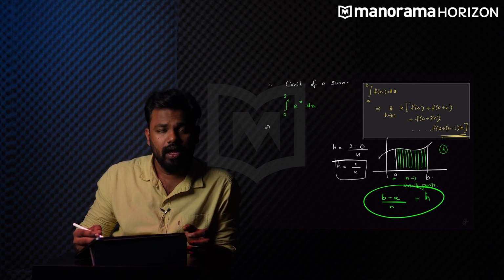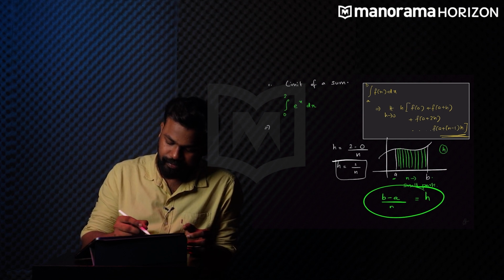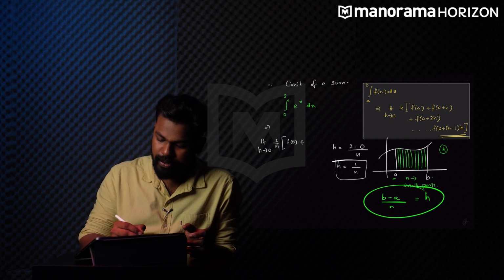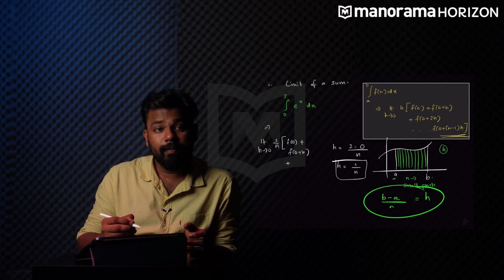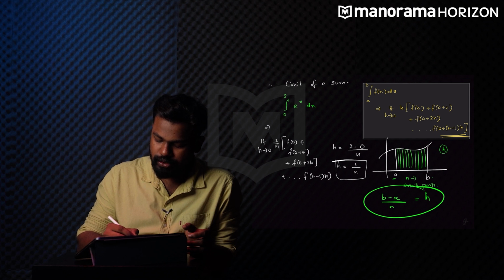So, you got h. Now, putting that all over here, I can see that limit h tends to 0. In place of h, I am putting 2 by n. So, 2 by n. f of a, what is a here? 0. So, f of 0 plus f of a plus h, that is f of 0 plus h, plus f of a plus 2h, which is f of 0 plus 2h, up to the last one, that is f of a plus n minus 1 into h, that is f of 0 plus n minus 1 into h.